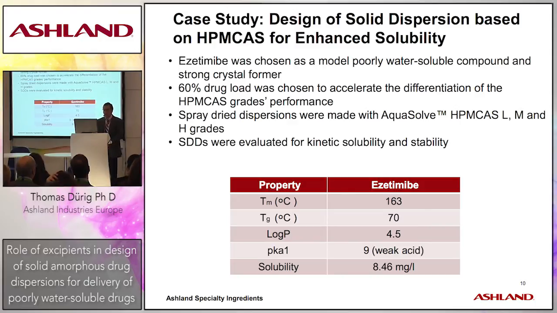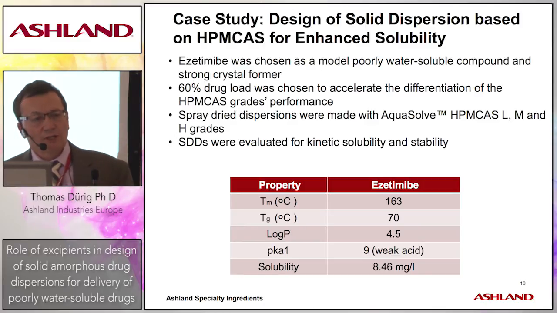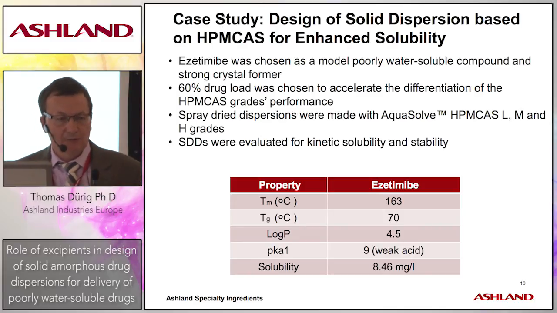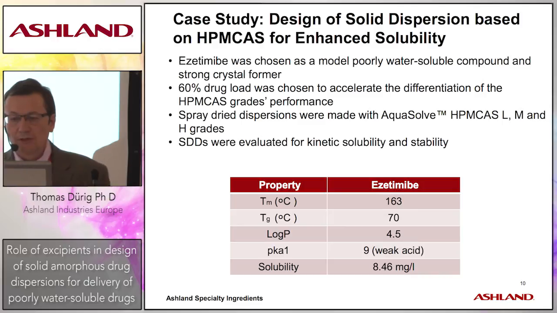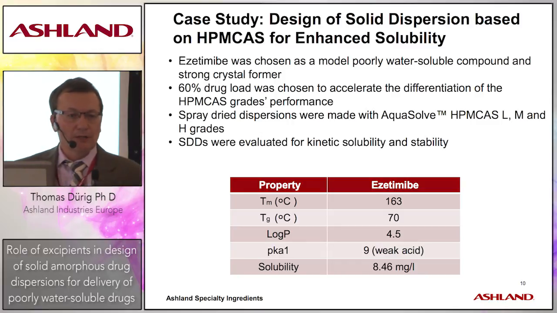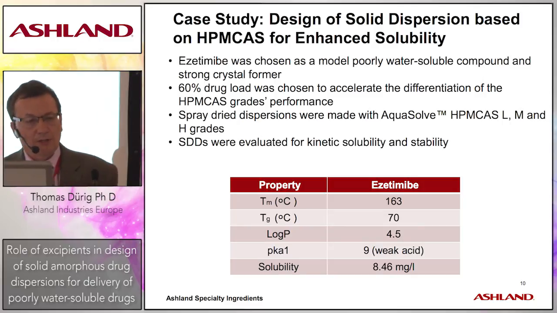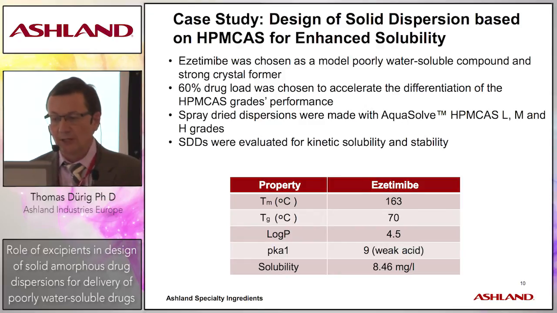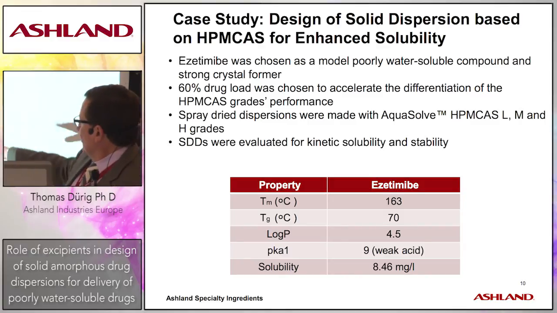We chose here a drug load of 60%, again, because that's a much higher challenge than low doses, and to really discriminate the effects of the different kinds of HPMCAS that are available. The process used was spray drying, so we made spray dried dispersions here with the Aquasolve HPMCAS grades L, M, and H. These were all used in the spray dried solution at a 5% concentration. And then the spray dried dispersions were evaluated afterwards for kinetic solubility as well as stability. Some of the properties of the drug are shown there in the table.